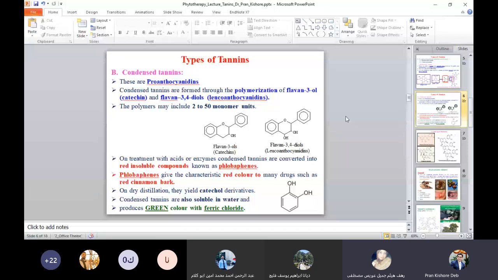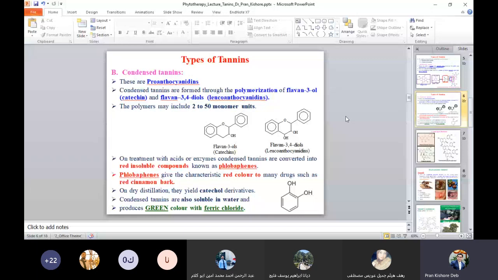Hydrolyzable tannins produce blue color with ferric chloride, while the condensed tannins produce green color with ferric chloride. Very good. So see, these three points can be asked in many different ways, either in MCQ or essay. Write the difference between condensed tannins and hydrolyzable tannins.